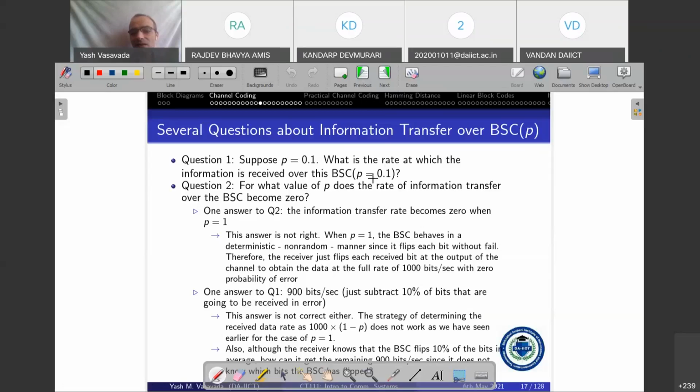because yes, the receiver knows the value of P. It knows that 10% of bits are in error. But how can it get the remaining 900 bits every second? Because it doesn't know which of those 100 bits are getting flipped. Right? So it doesn't know which got flipped and which came out okay. So that is why 900 bits cannot be right.